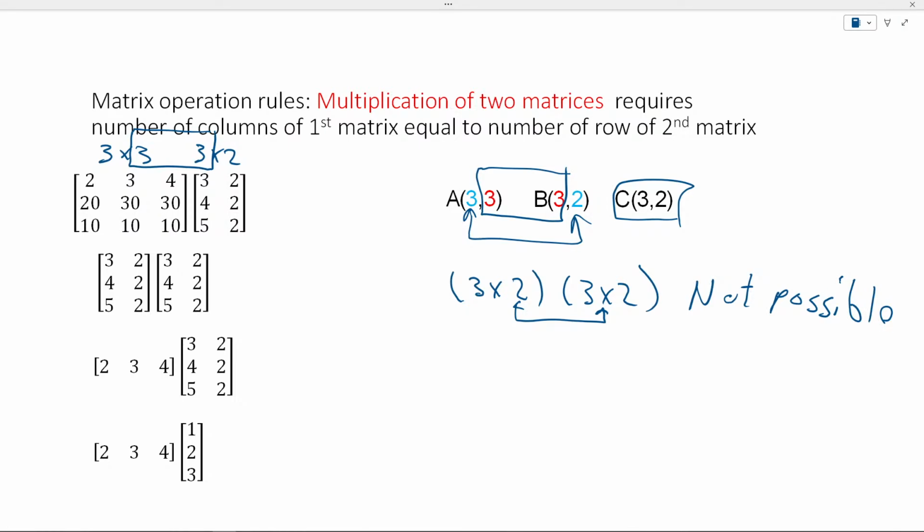How about this guy? What is the size of this guy? The size of this guy is 1 times 3. And what's the size of this guy? The size of this guy is 3 times 2. So, can I multiply this?